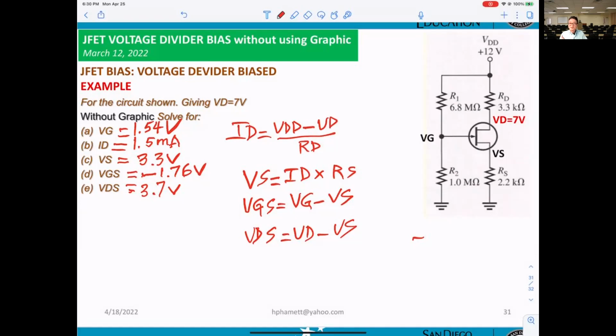Or sometimes they don't give you VD or ID. However, they give you VS. If you get a VS, it's easy to calculate the IS: take VS divided by RS. If you get the IS, that means you get the ID. Remember, for a JFET, ID and IS will always be the same. So if you understand, it's not hard to do. That's easy.